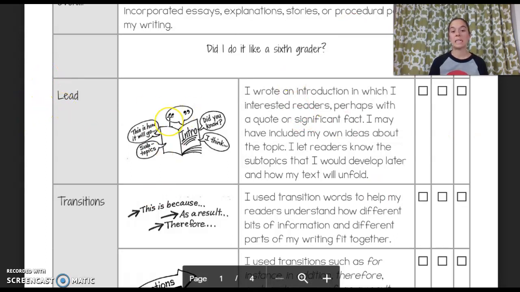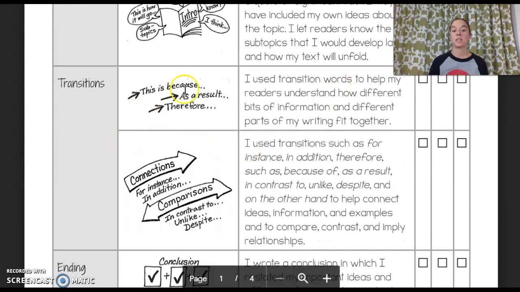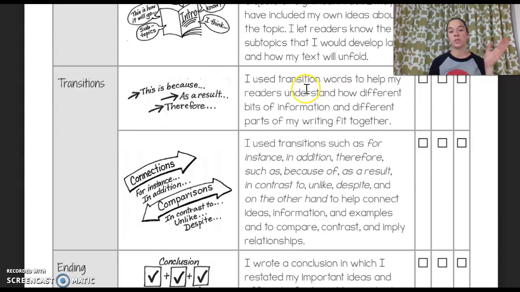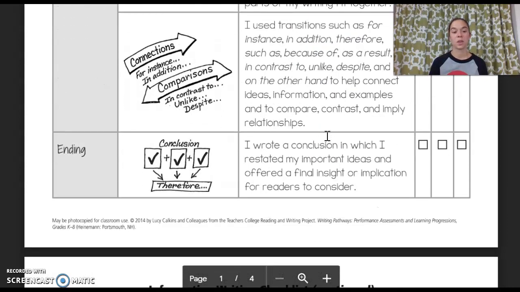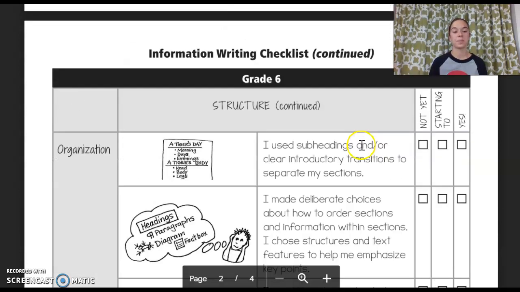So the first one is lead, which means your introduction. So did you write an introduction that kind of grasped your reader? This one talks about transitions. So do you move from one idea to the next smoothly? Does it make sense when you move from one idea to the next? Do you make connections? This one talks about the ending. So your ending is really important because we need to have some sort of closure when your topic is done or when your presentation is done.